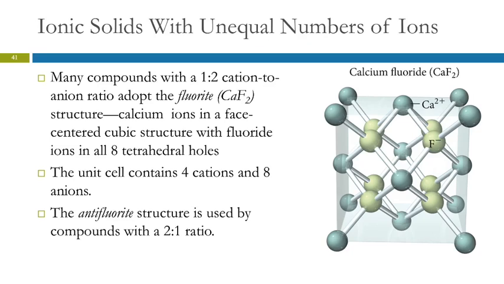You can also have ionic solids with unequal numbers of ions. An example is calcium fluoride, where you have 1 cation to 2 anions. And this will adopt the fluorite structure. Calcium fluoride is fluorite, where we get the calcium ions occupying the lattice points of a face-centered cubic, and the fluoride ions going in the tetrahedral holes. Since we need twice as many fluorides as calcium, they will occupy all 8 of the tetrahedral holes.